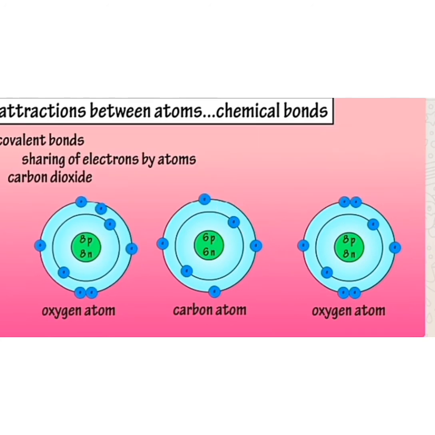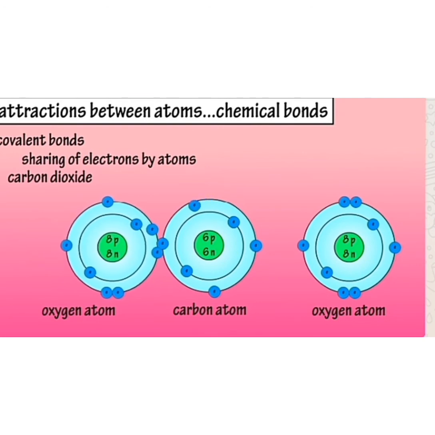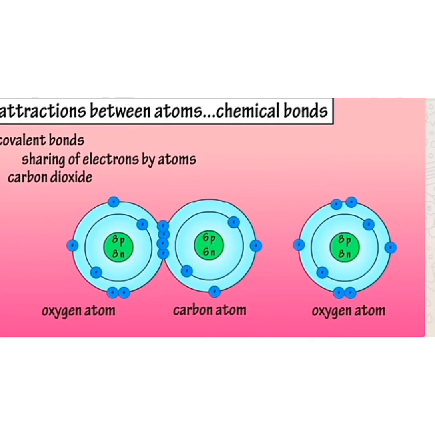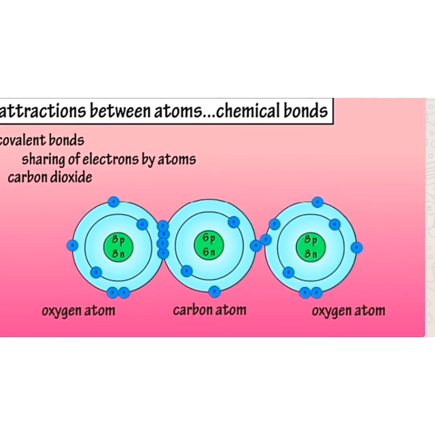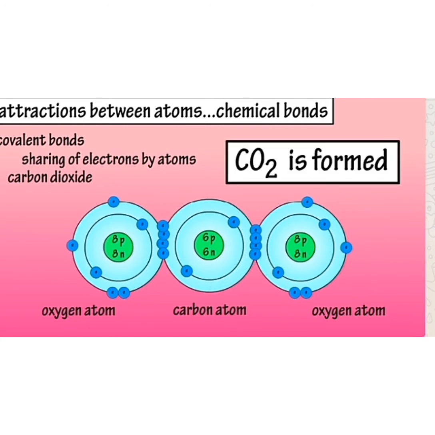Oxygen atom number 1 can share 2 of its electrons with the carbon atom, and in return the carbon atom can share 2 of its own electrons with oxygen atom number 1, making oxygen atom number 1 happy. Then oxygen atom number 2 can come in, and like oxygen atom number 1, it can share 2 of its electrons with the carbon atom, and again in return the carbon atom has 2 more of its own electrons that it can share with oxygen atom number 2. So now all 3 atoms are happy. By sharing 2 pairs of electrons in this situation, a double bond has been formed.